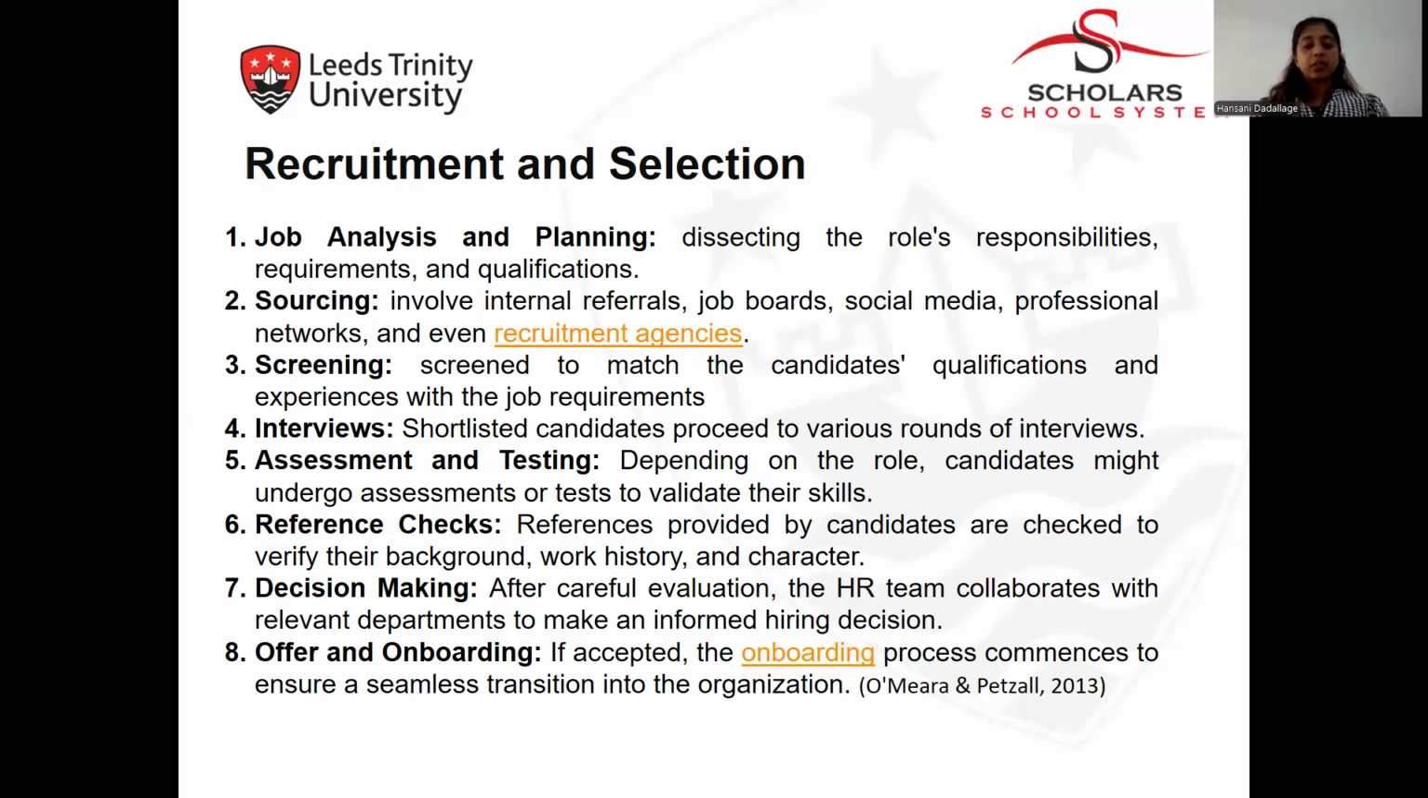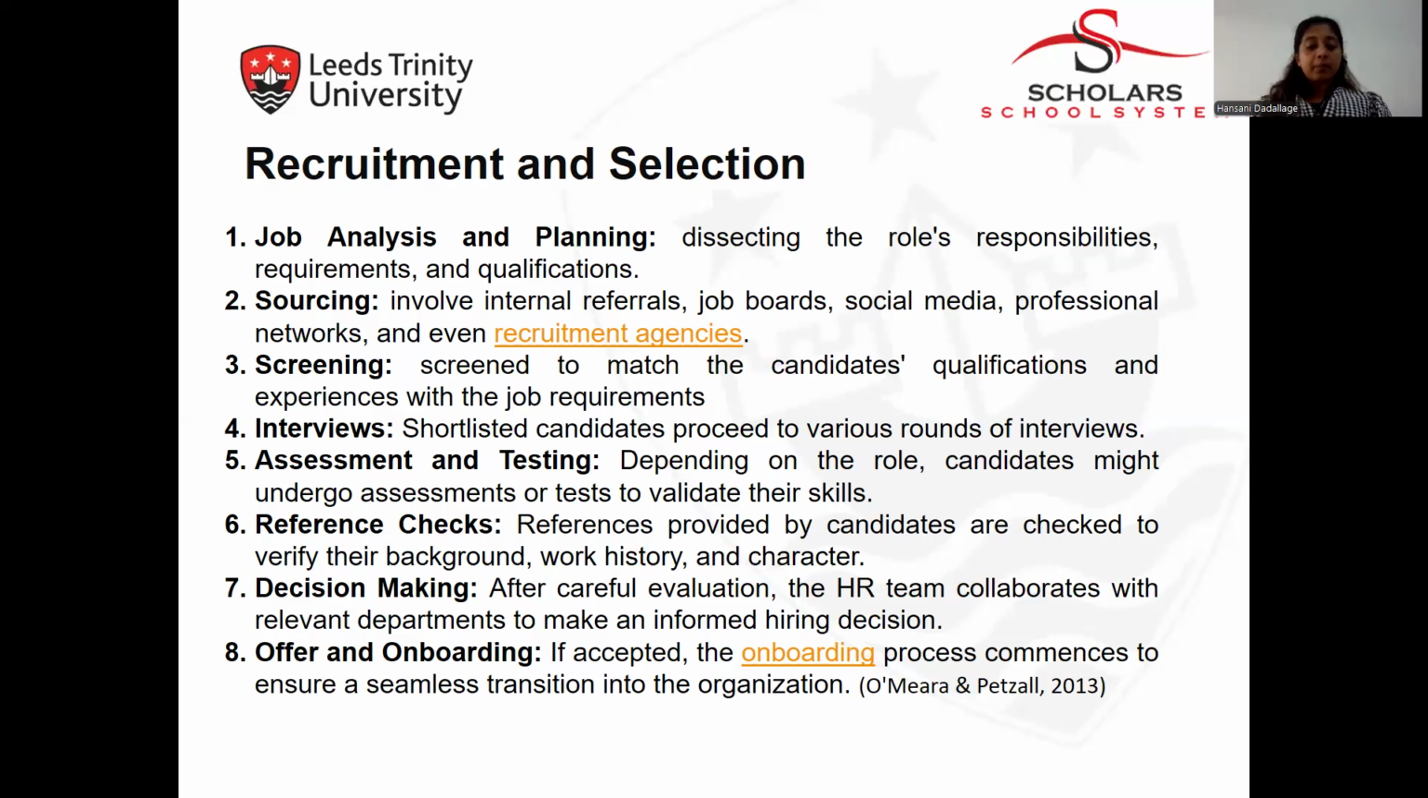Shortlisted candidates proceed to various rounds of interviews. So the number of interviews will depend on the organization policies. So either one interview or there can be multiple interviews. After that, assessment and testing counts. Depending on the role, candidates might undergo assessments or tests to validate their skills. So especially for jobs which need more practical skills, assessments and tests can be done to check the candidates' practical skills.